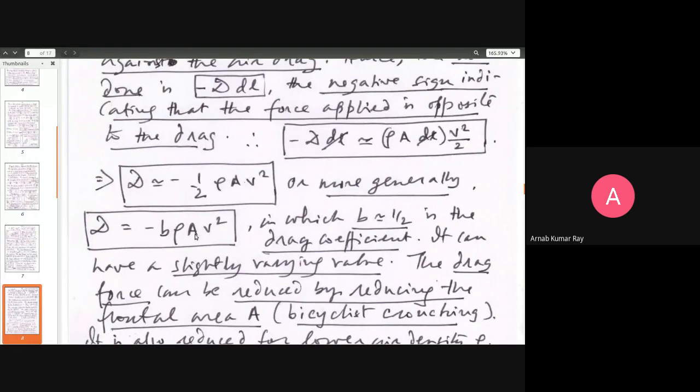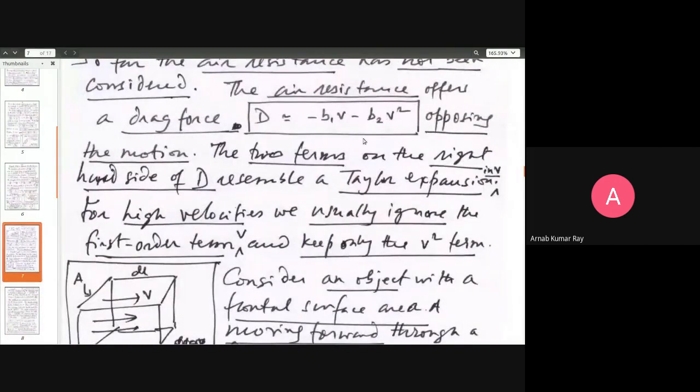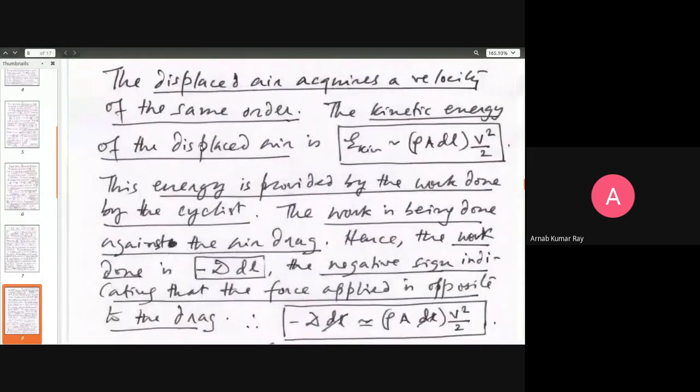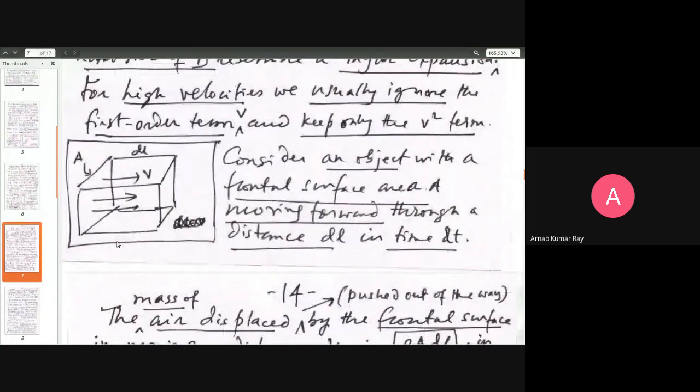You see that? This is minus some constant into v squared, just like this thing. That's the first point. The second point is that the larger the frontal surface area of this object, the greater will be the drag resistance. That's a matter of common experience.